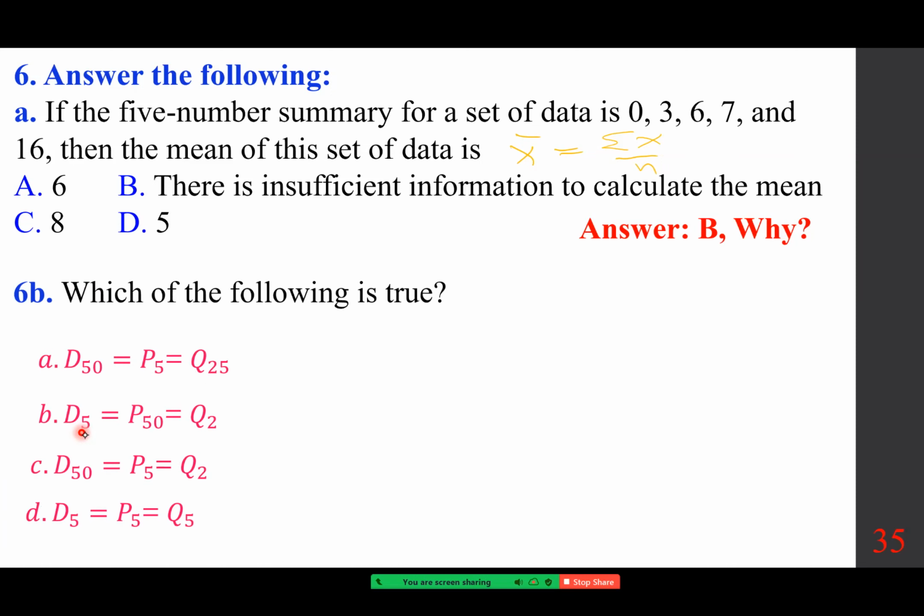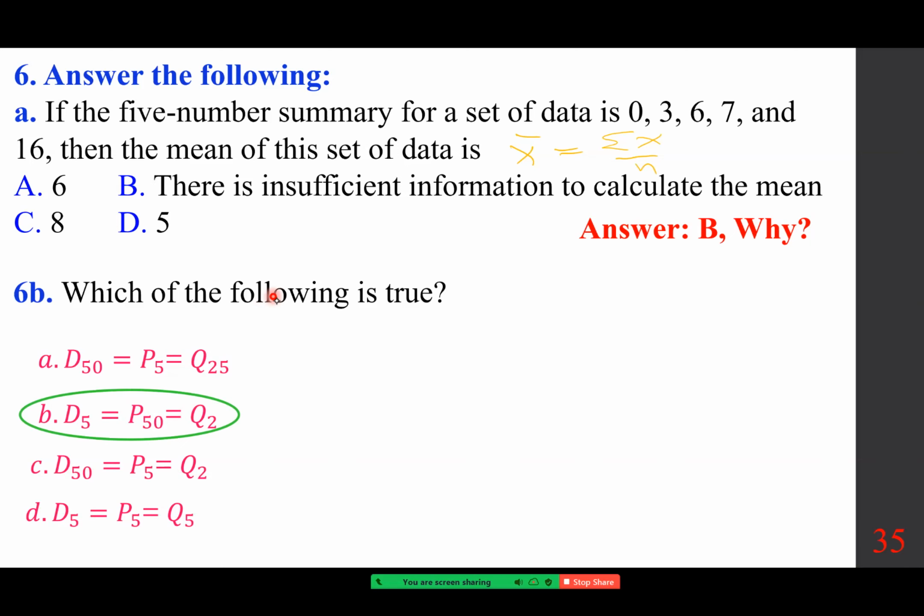Which of the following is true? It has got to do with understanding the meaning of D and P and Q. So I want to go over that. The answer is B. D5 is P50 is Q sub 2. D is the decile. P is the percentile. Q is the quartile. So the answer is B.